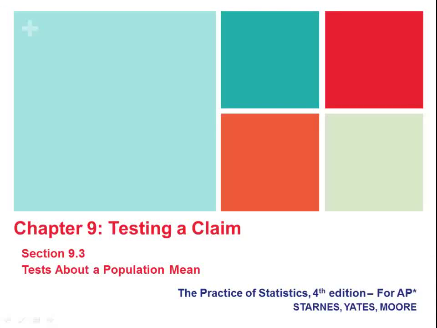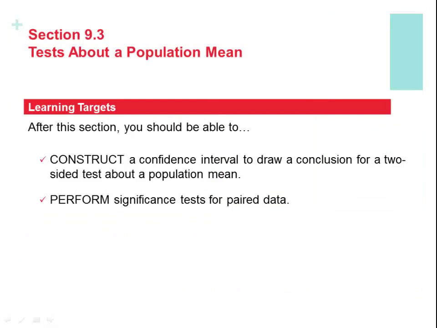Section 9.3, Day 2 of Significance Test for Mean. The learning targets for this lesson are: you should be able to construct a confidence interval to draw conclusions for two-sided tests about population means, and you should be able to perform a significance test for paired data.